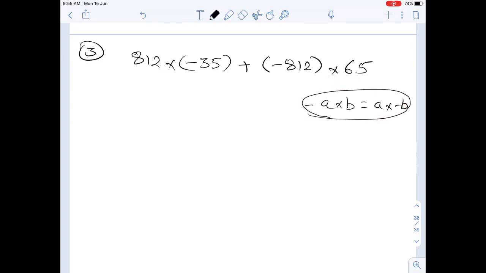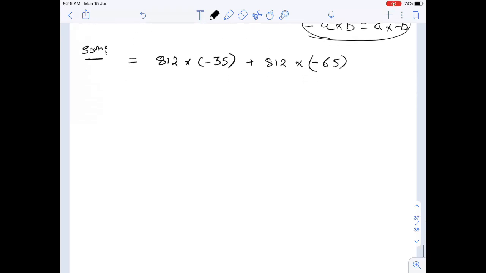So what will you get? Solution equals to, this I am keeping as it is, 812 minus 35. Now what is the sign for this 812? Minus. So this sign I will give to 65. So now this will become simply plus 812 into, now as I have given this sign over here, this plus 65 will now become minus 65.